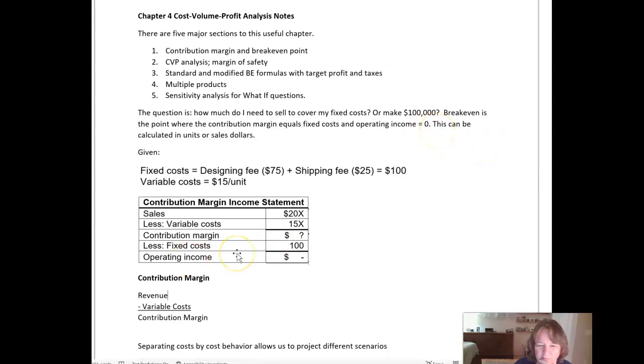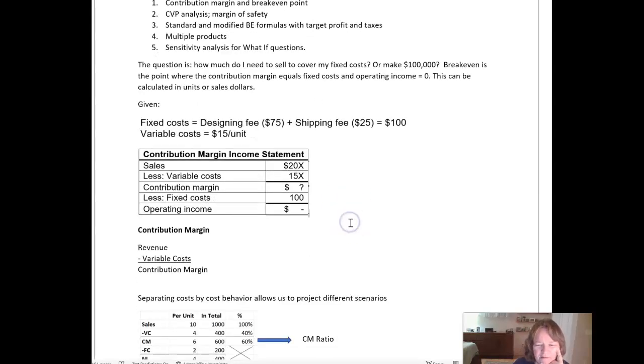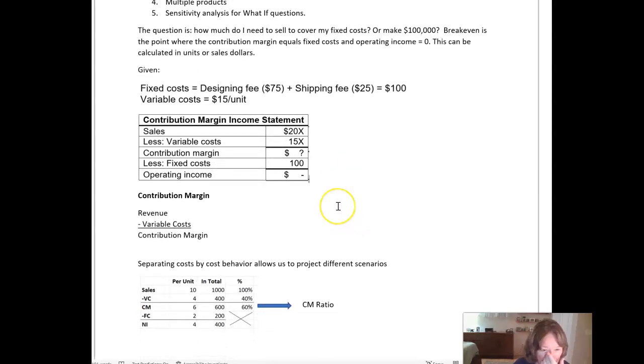So here's just a brief problem. I think this is a brief problem from the text. The fixed costs include a designing fee of $75 and a shipping fee of $25. They total $100, and the variable costs are $15 a unit. So the question is, at what point does operating income equal 0?